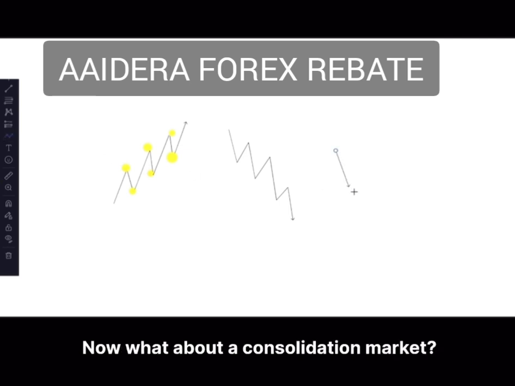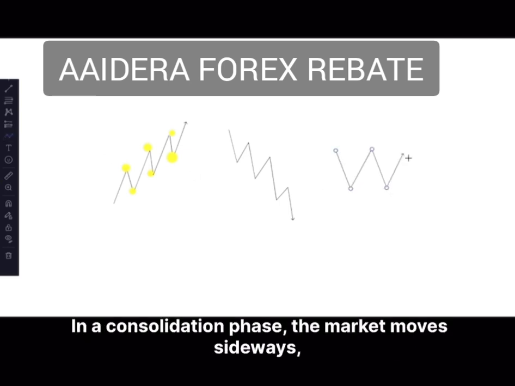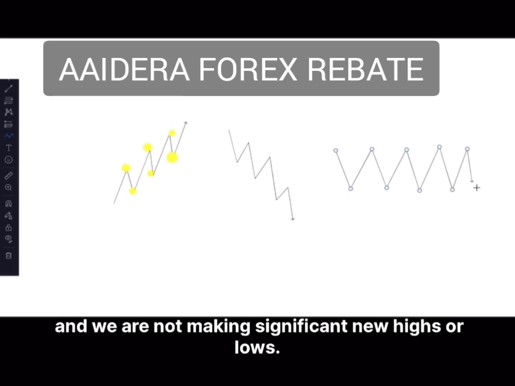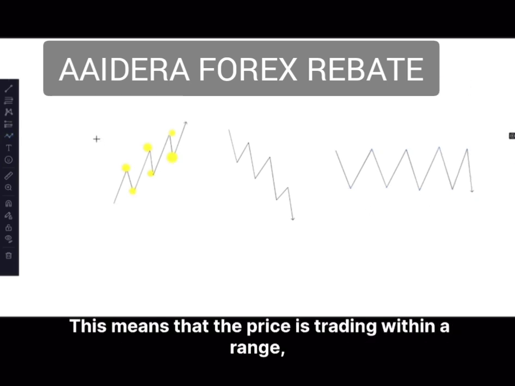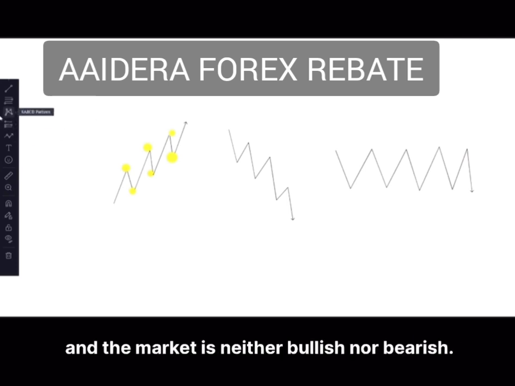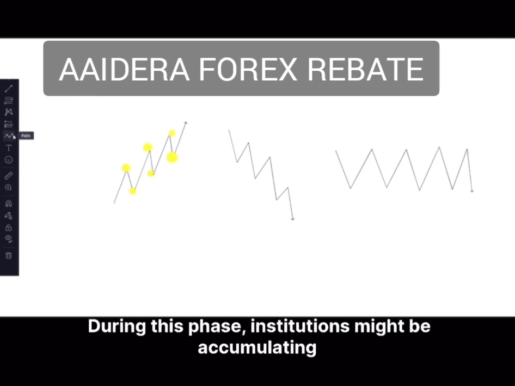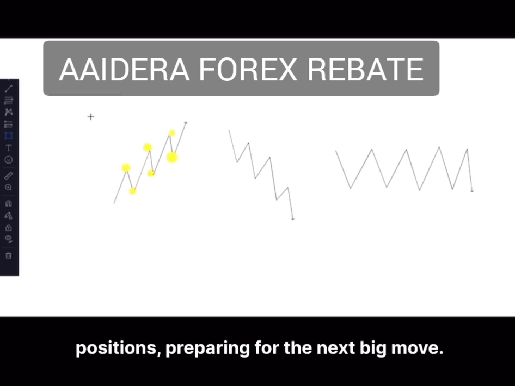Now, what about a consolidation market? In a consolidation phase, the market moves sideways, and we are not making significant new highs or lows. This means that the price is trading within a range, and the market is neither bullish nor bearish. During this phase, institutions might be accumulating positions, preparing for the next big move.